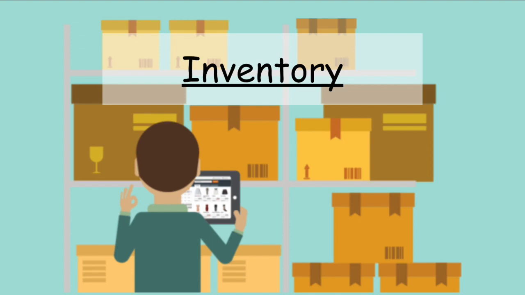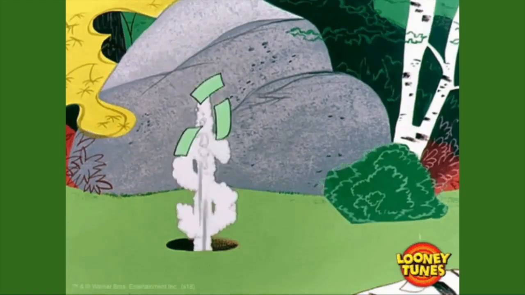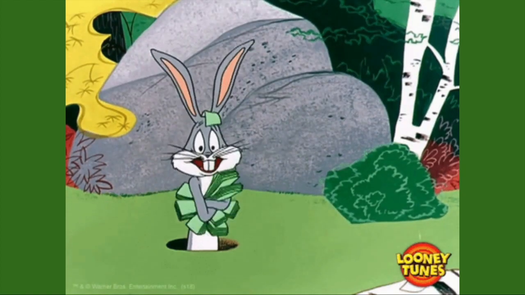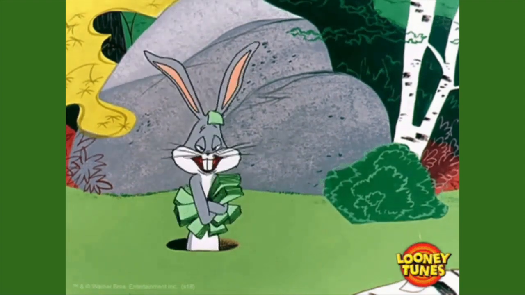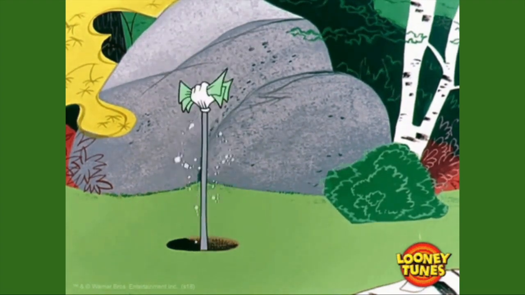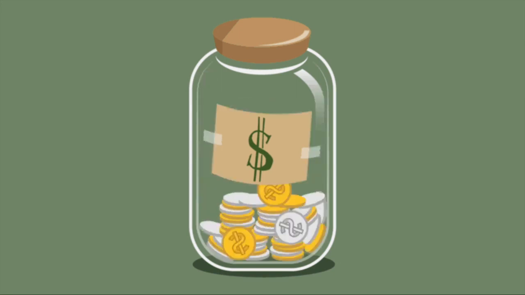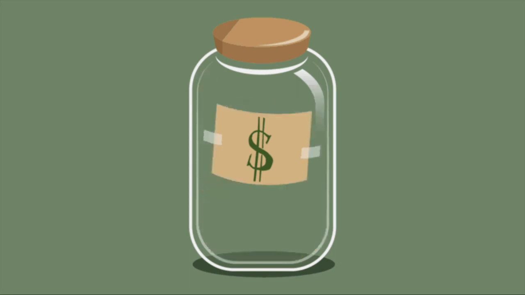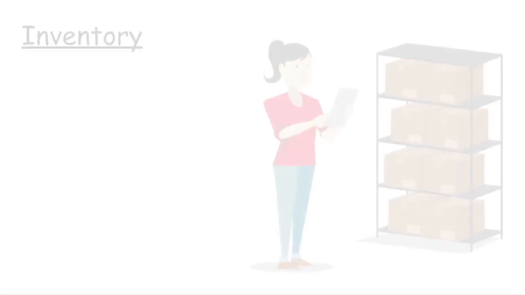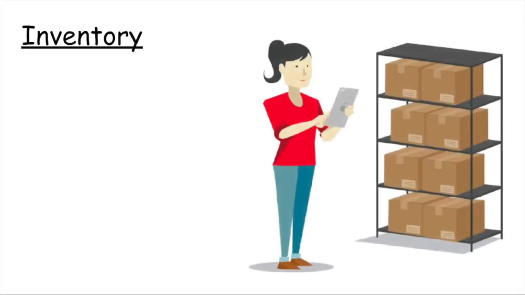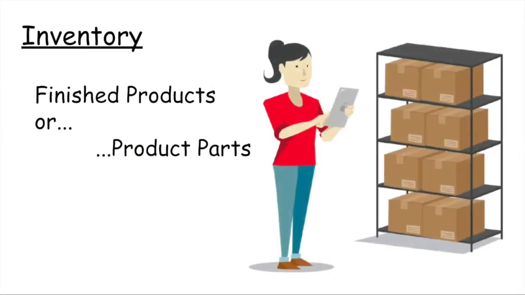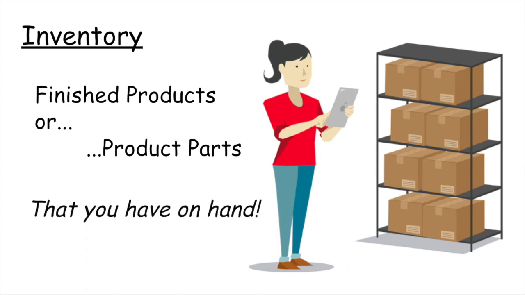One other thing to think about is inventory. It may be tempting to take that $900, put it in your pocket, and keep it for yourself. But you could ultimately make more money by investing that money in inventory. But what is inventory? Inventory is simply finished products or product parts that you have on hand. Then you have parts ready to make more products, or you already have products made and ready to sell.